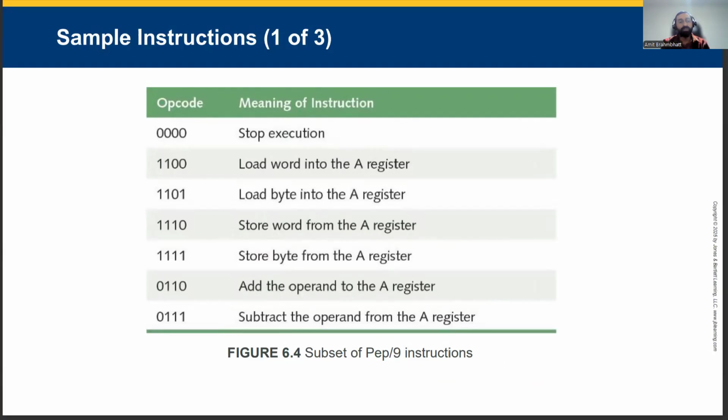Sample instructions. Here, this table shows a subset of PEP9 instructions. It gives you a practical sense of what kinds of operations the machine can perform. The table includes instruction mnemonics, their opcodes, and brief descriptions. These instructions form the basic vocabulary for PEP9 assembly language.